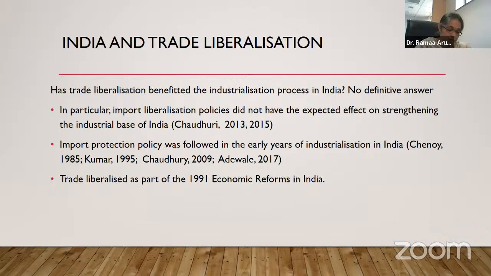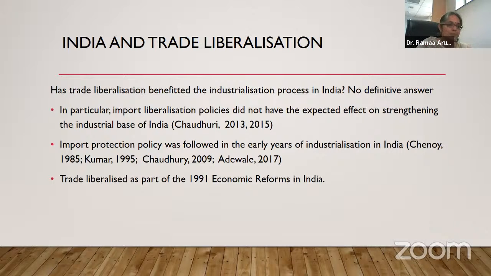And some of the studies or literature, this may not be a complete list, but after reading a lot of papers, there was a need for investigating further how these industries were actually affected. And the import protection policy that India was following in the early years of industrialization was actually a kind of boost or support for the industrialization process, as has happened even in the now developed countries.